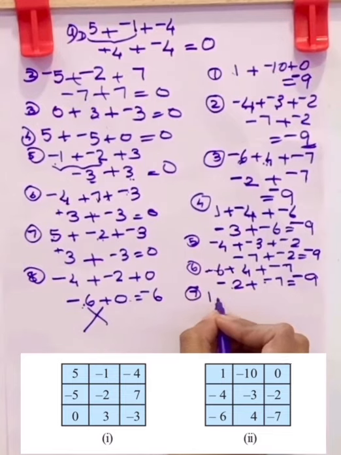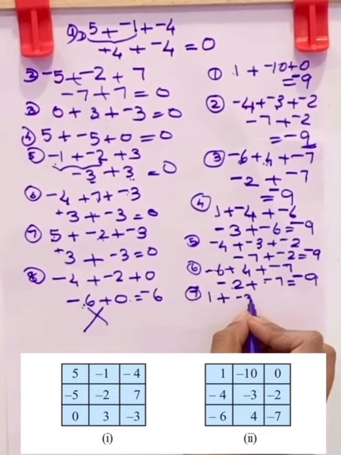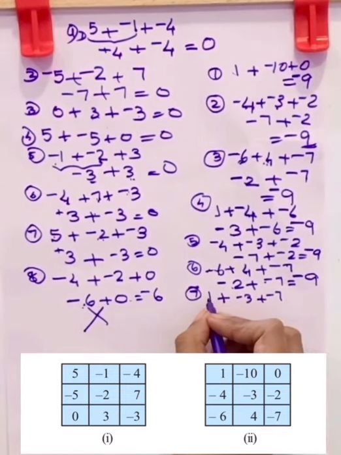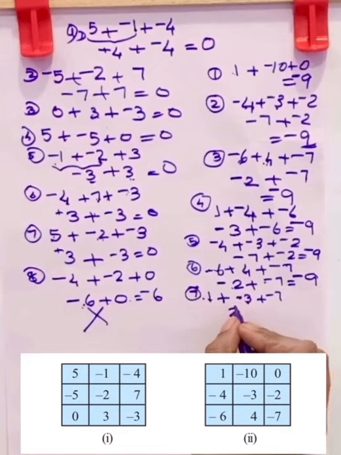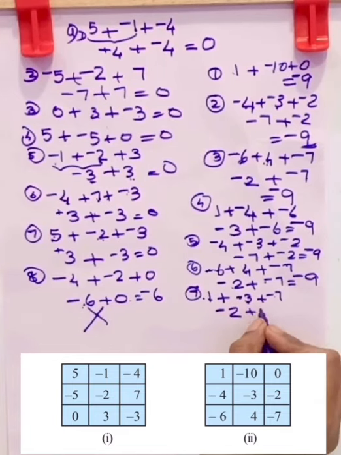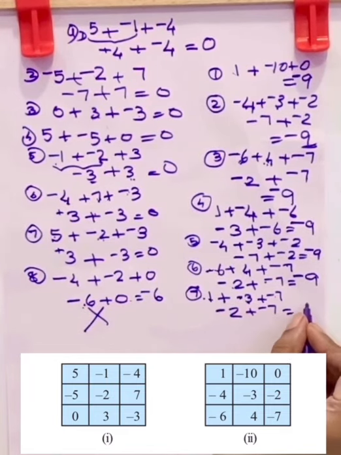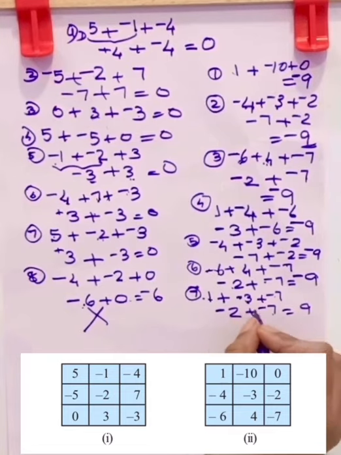one diagonal is 1 plus minus 3 plus minus 7. 1 plus minus 3. The answer is subtracting these numbers and putting the sign of greater number, plus this minus 7. Answer is again, both are negative numbers, so answer is negative 9.